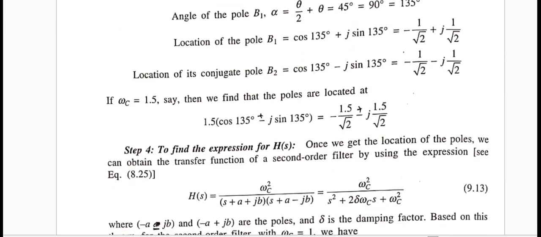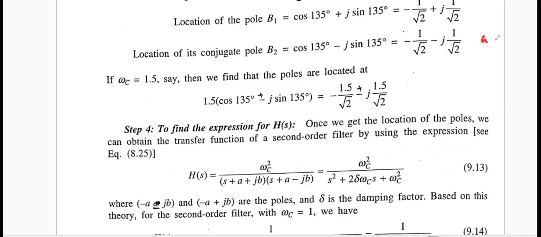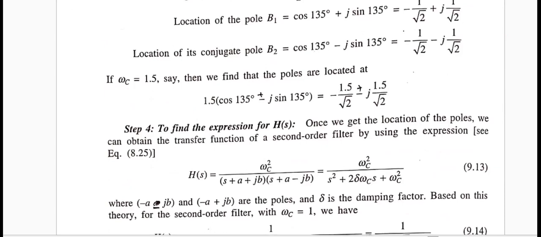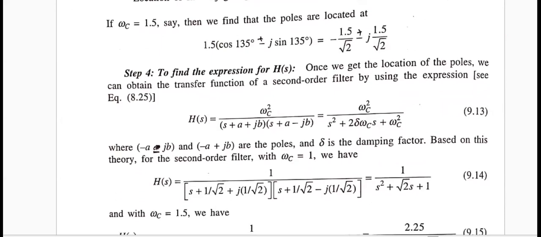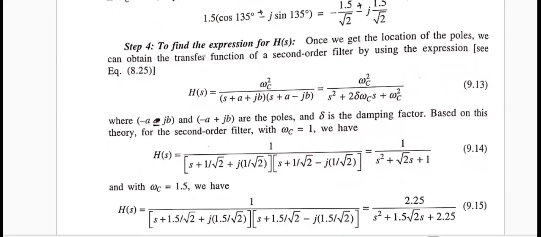Whenever we have B1 and B2 with the value of omega c equal to 1, now we can change the value of omega c to 1.5. If omega c is not equal to 1, then we need to multiply it over there, and we can find that. In the actual book, the plus hasn't been given there, so I have added that plus there. Okay.